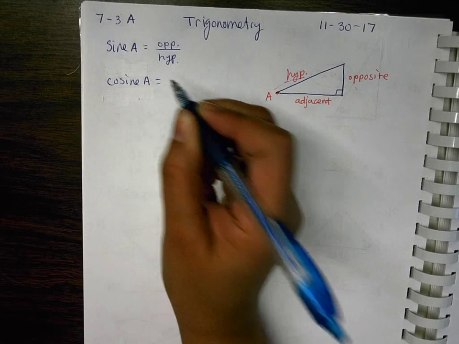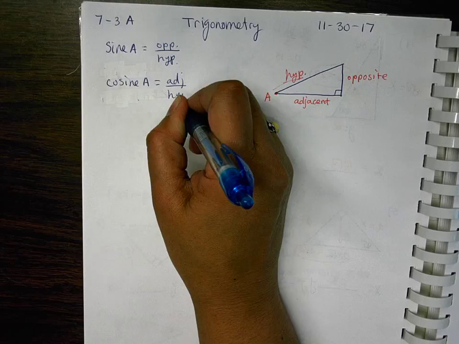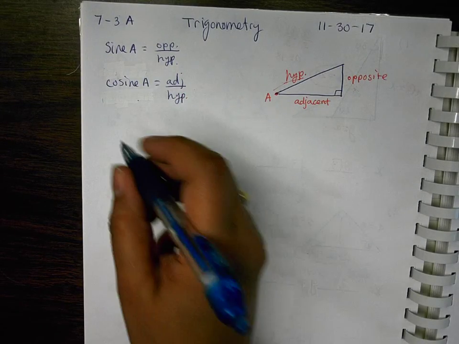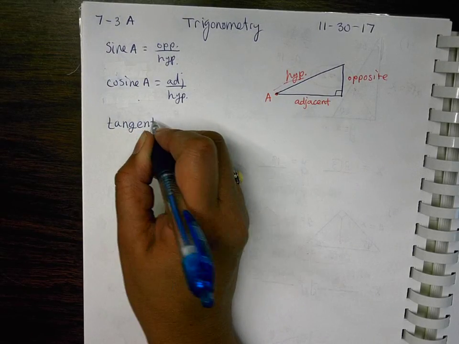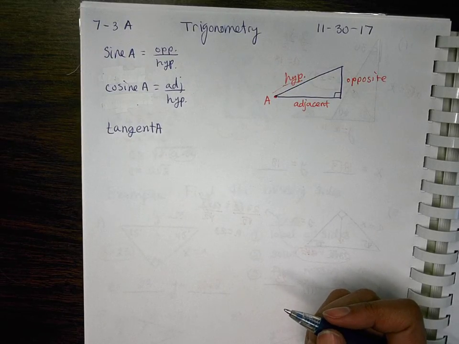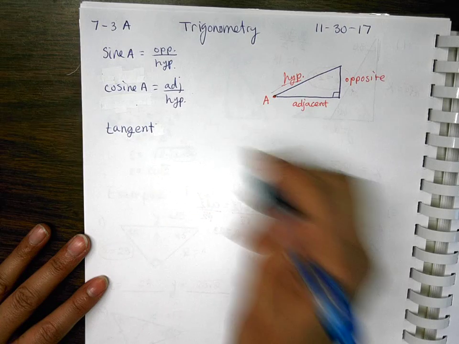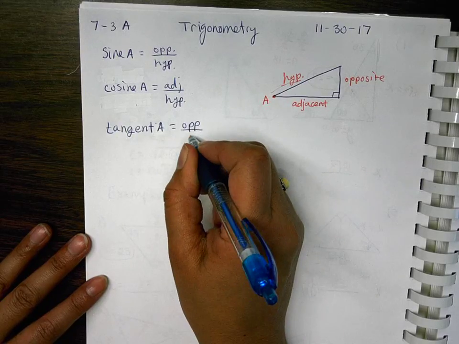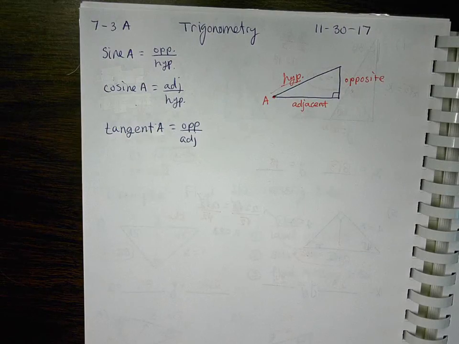Cosine of A equals adjacent over hypotenuse. And tangent, not target. Tangent of A equals opposite over adjacent. Good job. All right.